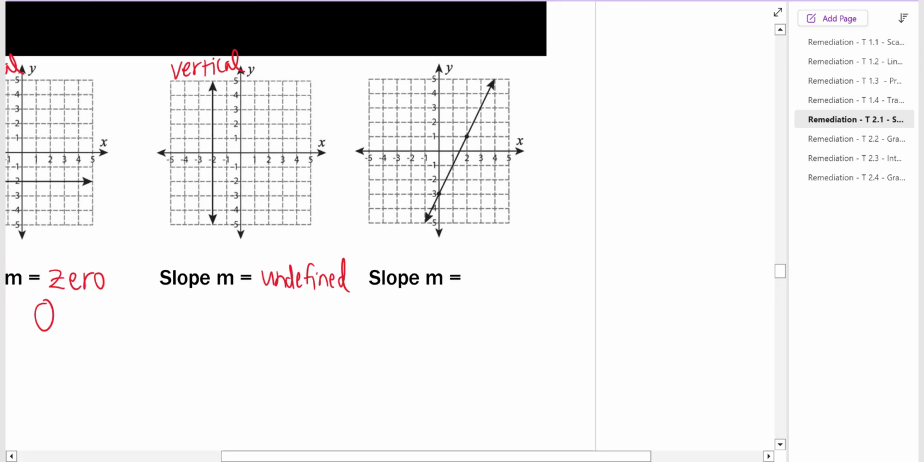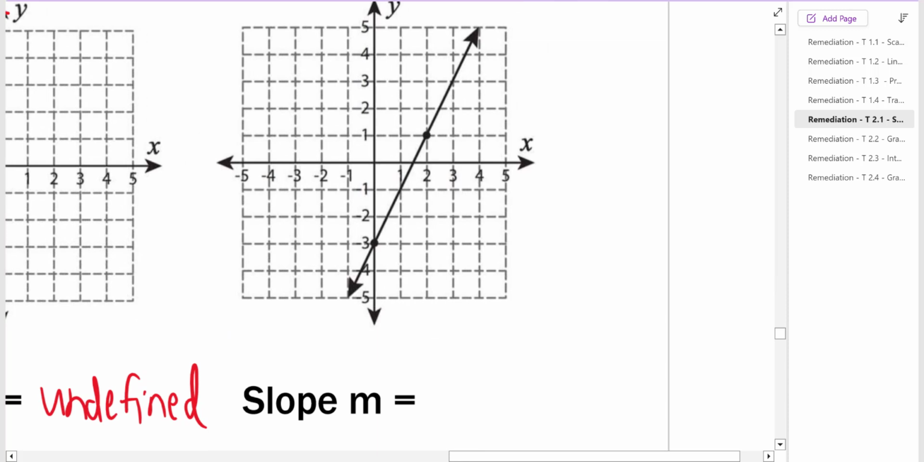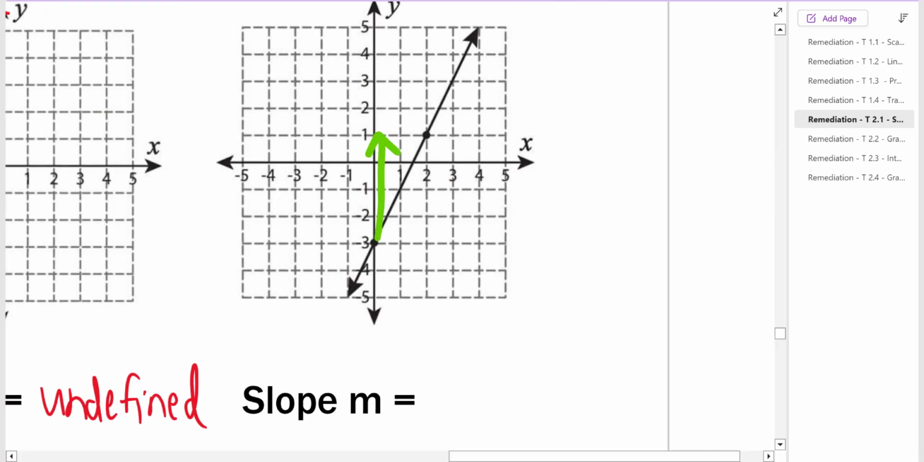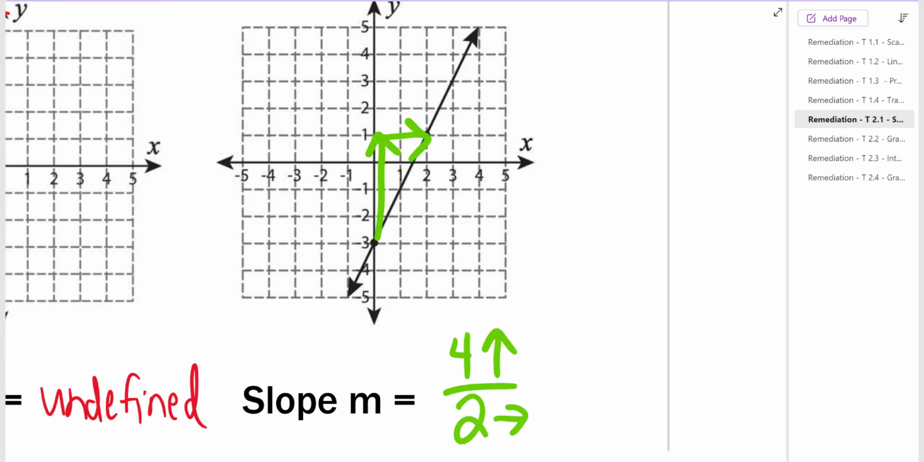The last one, I gave you 2 points. So this one is up 4 and then right 2. So aquí tienes 2 puntos. So necesitas contar los espacios. So es arriba 4 espacios y después derecha 2 espacios. The problem here is that we need to simplify the fraction. So el problema aquí es necesitamos simplificar la fracción.